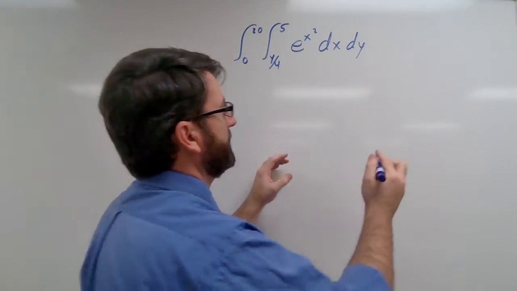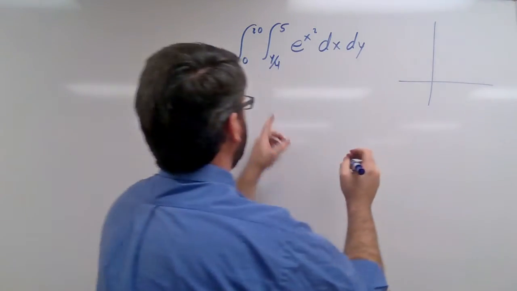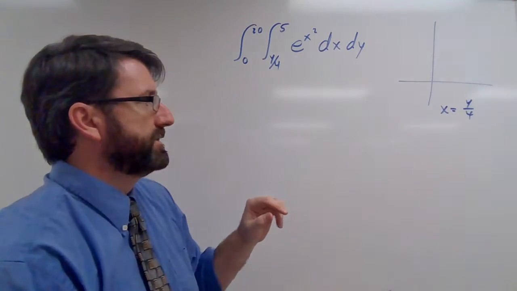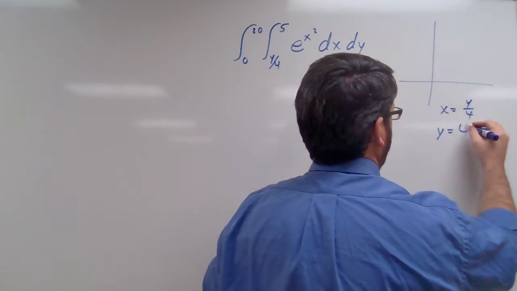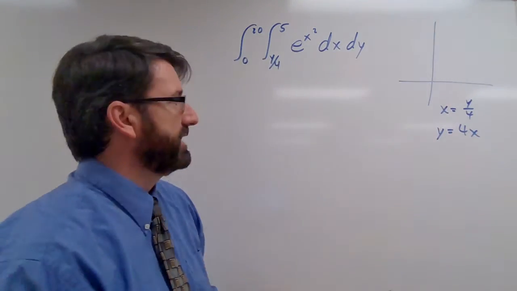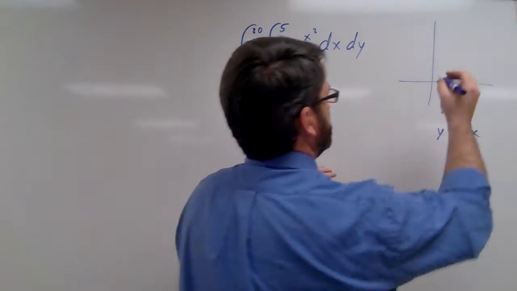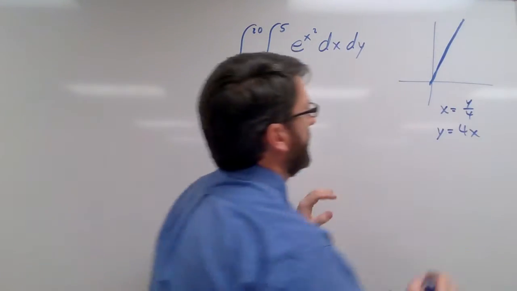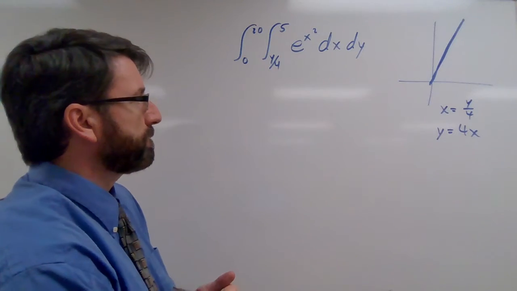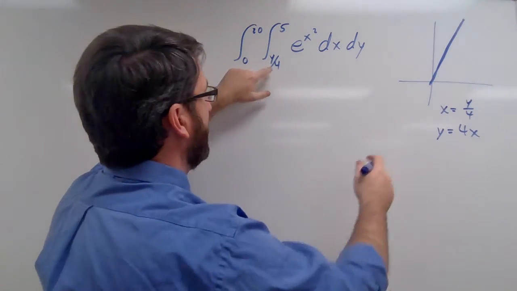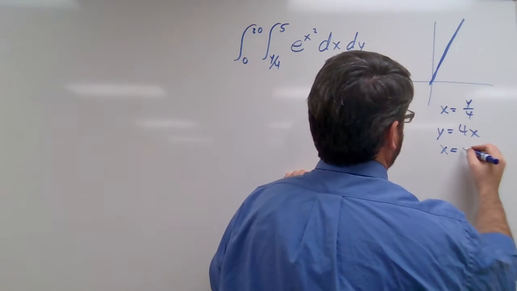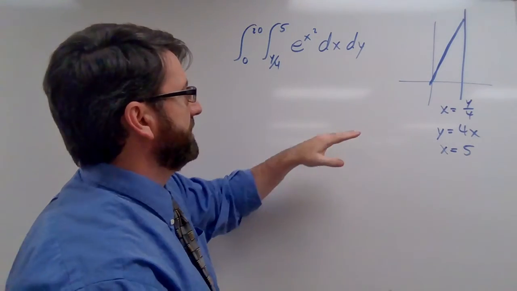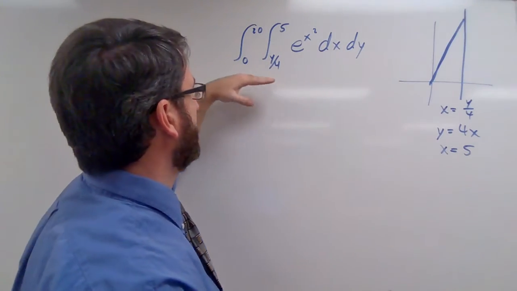Let's draw a little diagram here. We're going from x equals y over 4. So in other words, if we multiply both sides by 4, we get y equals 4x, which is this line that comes down. It's not a very straight line, but with a slope of 4 that goes through the origin. And then we're going from that line up to the line x equals 5, which is just a vertical line here. And then we're going in the y direction.